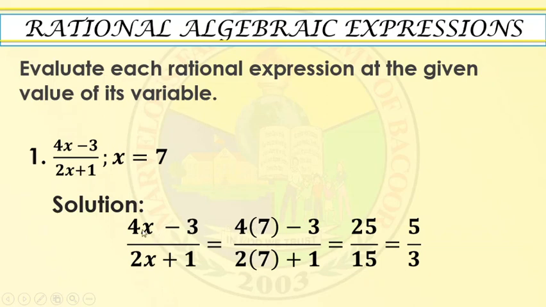So 4 times 7 kasi meron tayong x. Okay? And then 2 times 7. Okay? So 4 times 7 is equals to 28. Minus 3, the answer is 25. 2 times 7, the answer is 14. Plus 1, the answer is 15. Okay? Since 25 over 15 is divisible by 5, therefore we can simplify that one. Okay? So 25 divided by 5, the answer is 5. And 15 divided by 5, the answer is 3. Okay, so our answer here is 5 over 3.